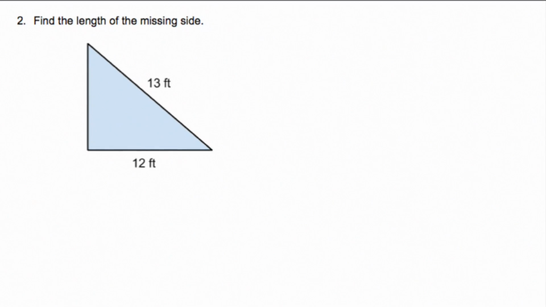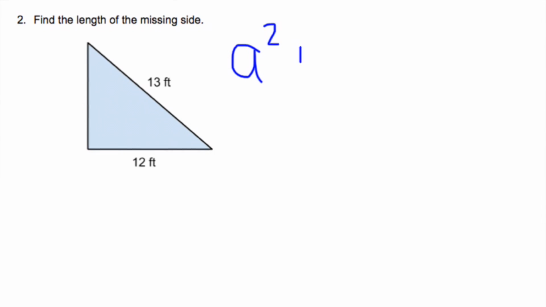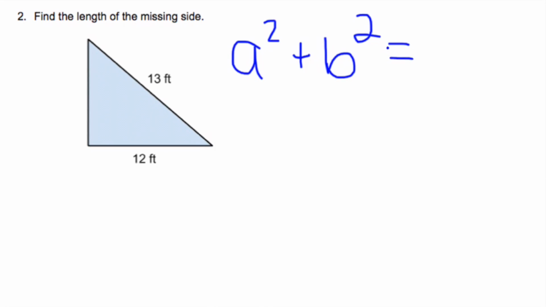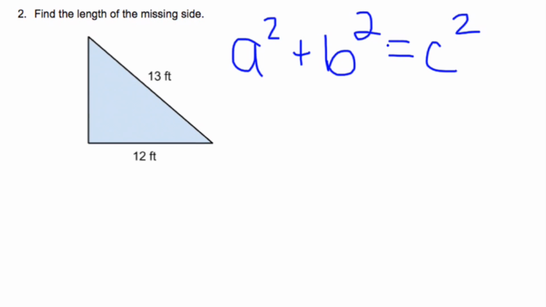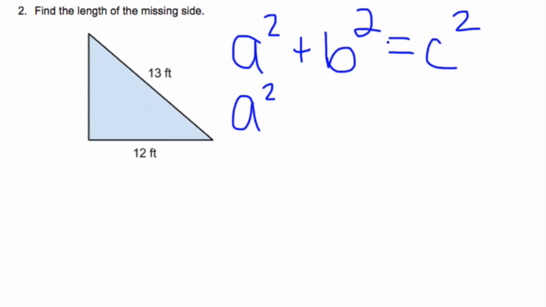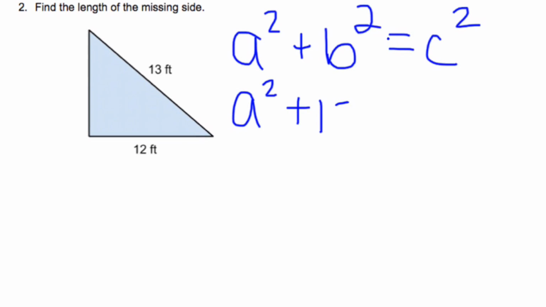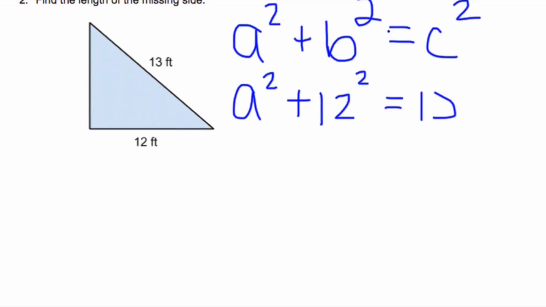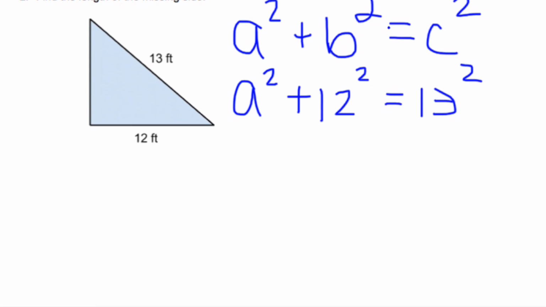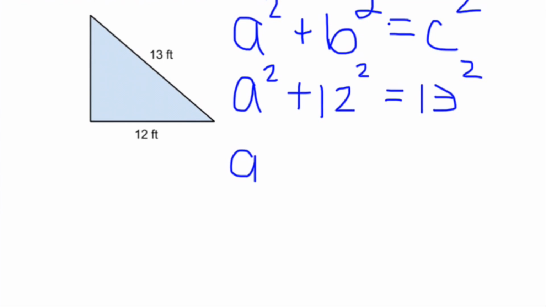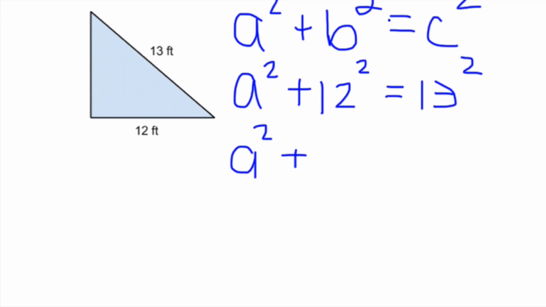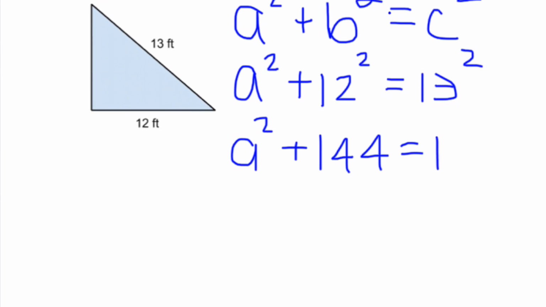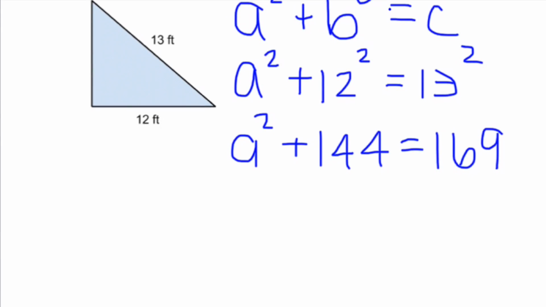In number 2, now we're trying to solve for a leg. So we're going to start with the Pythagorean theorem, but we're going to plug 12 in for b and 13 in for c. So a squared plus 12 squared equals 13 squared. So a squared plus 12 squared is 144 equals 13 squared, which is 169.